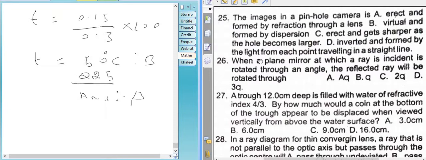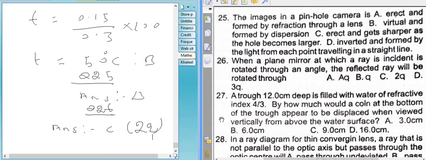Question 26. When a mirror at which a ray is incident is rotated through an angle theta, the reflected ray will be rotated through 2 theta, as we already derived or explained in the previous question paper. Therefore, the correct option is option C, that is 2 theta.